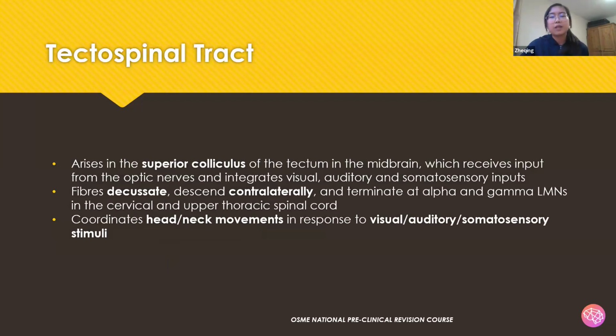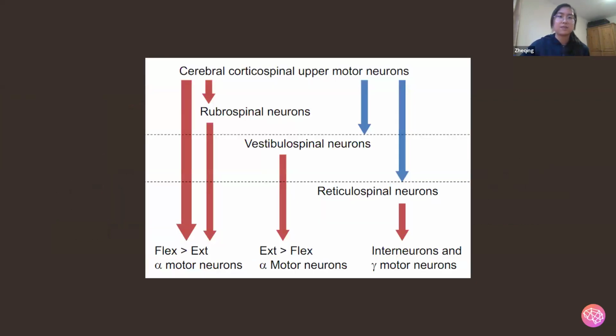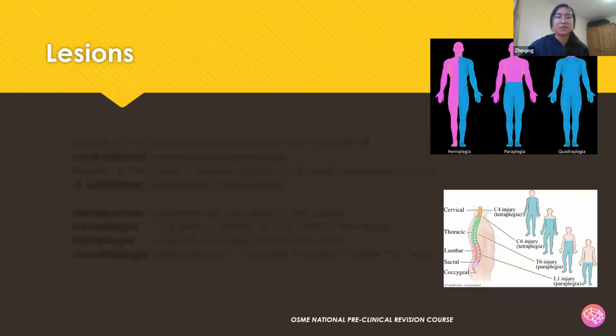And then finally, you have the tectospinal tract, which arises in the superior colliculus. If you remember, the superior colliculus is in the midbrain, and its function is mostly visual input, but also auditory and somatosensory input, because if you remember your vision and audition lectures, it's involved in that. And therefore the tectospinal tract coordinates head and neck movements in response to visual, auditory, or somatosensory stimuli. I'll skip this.